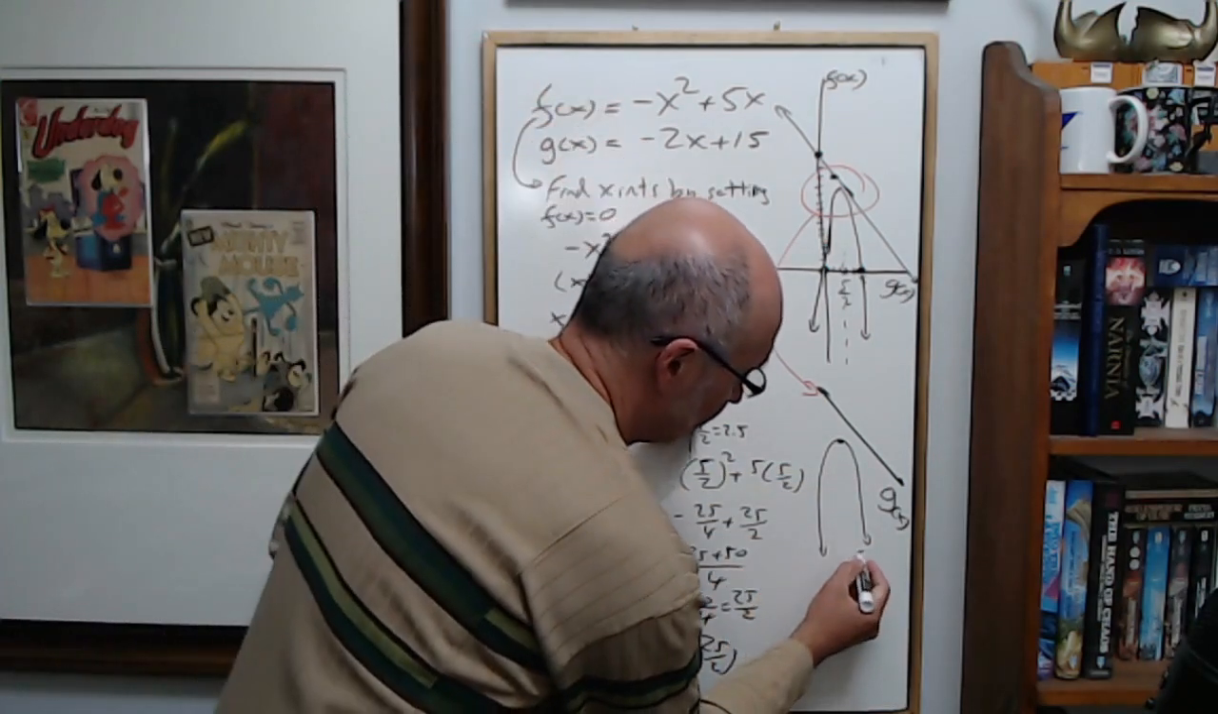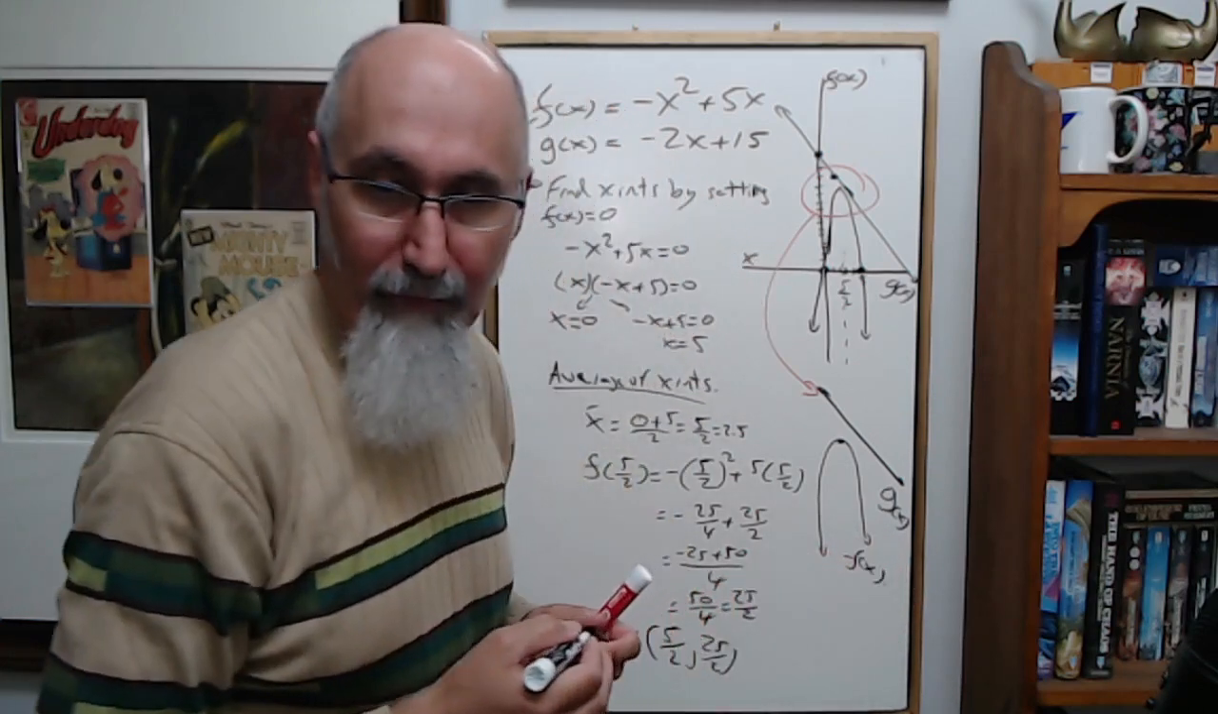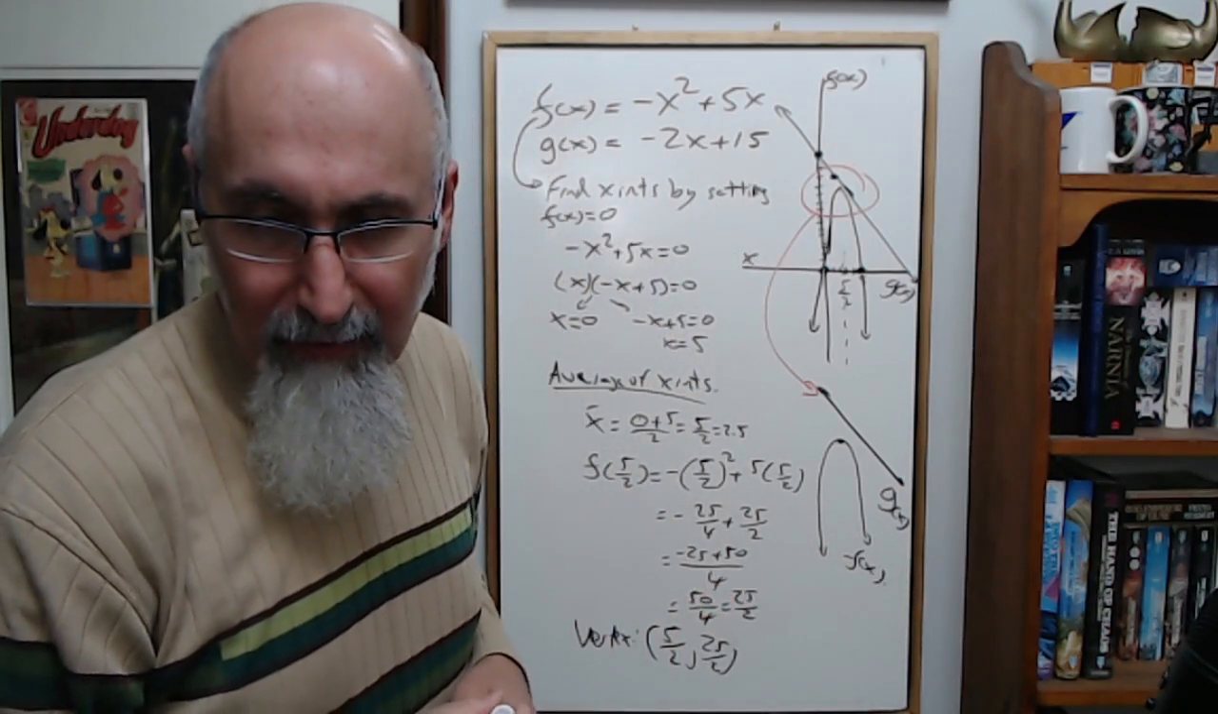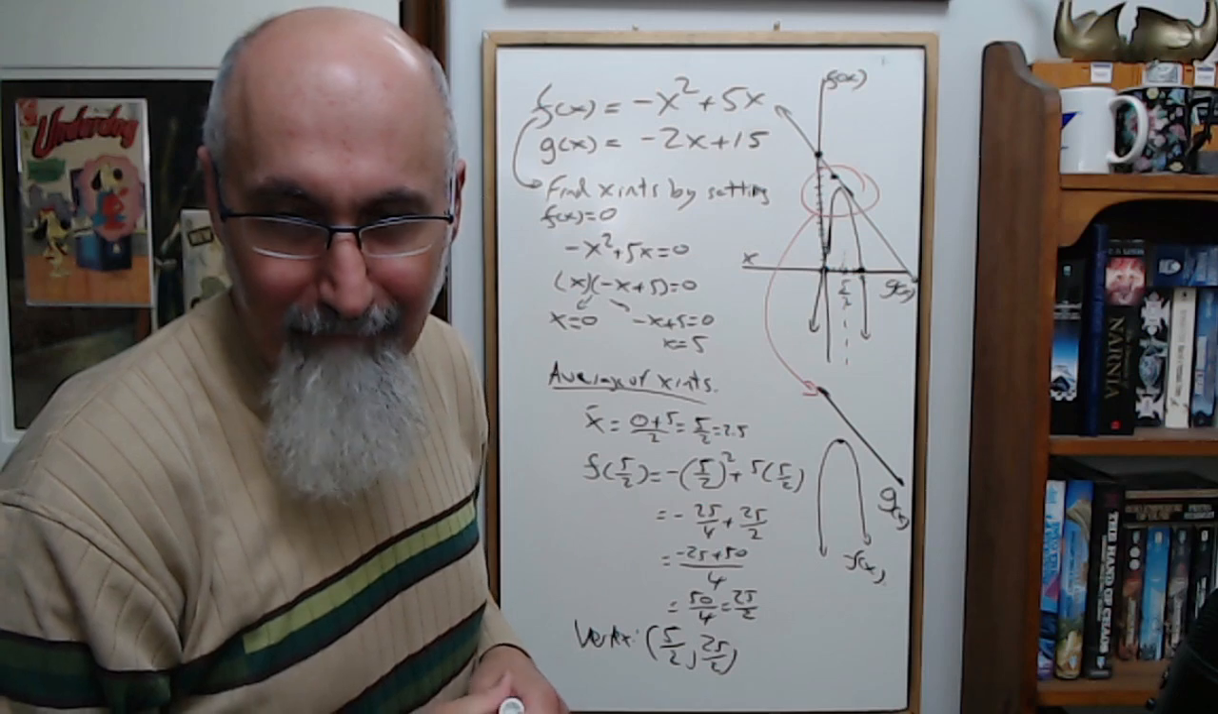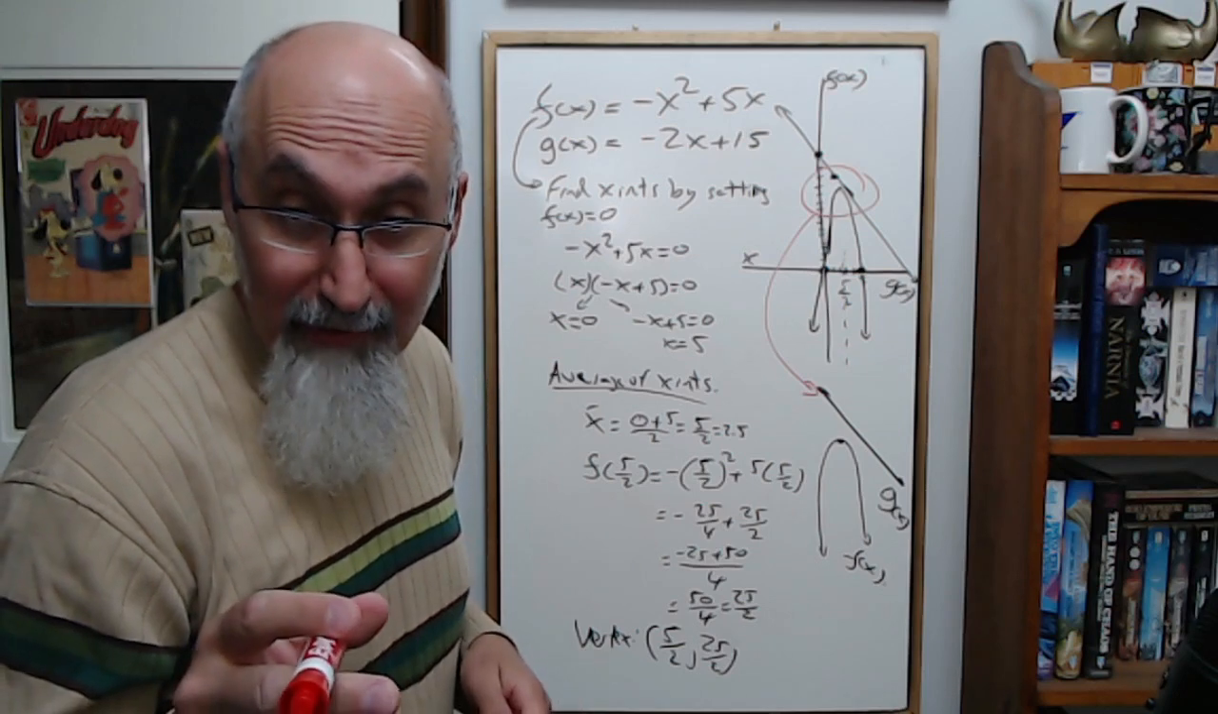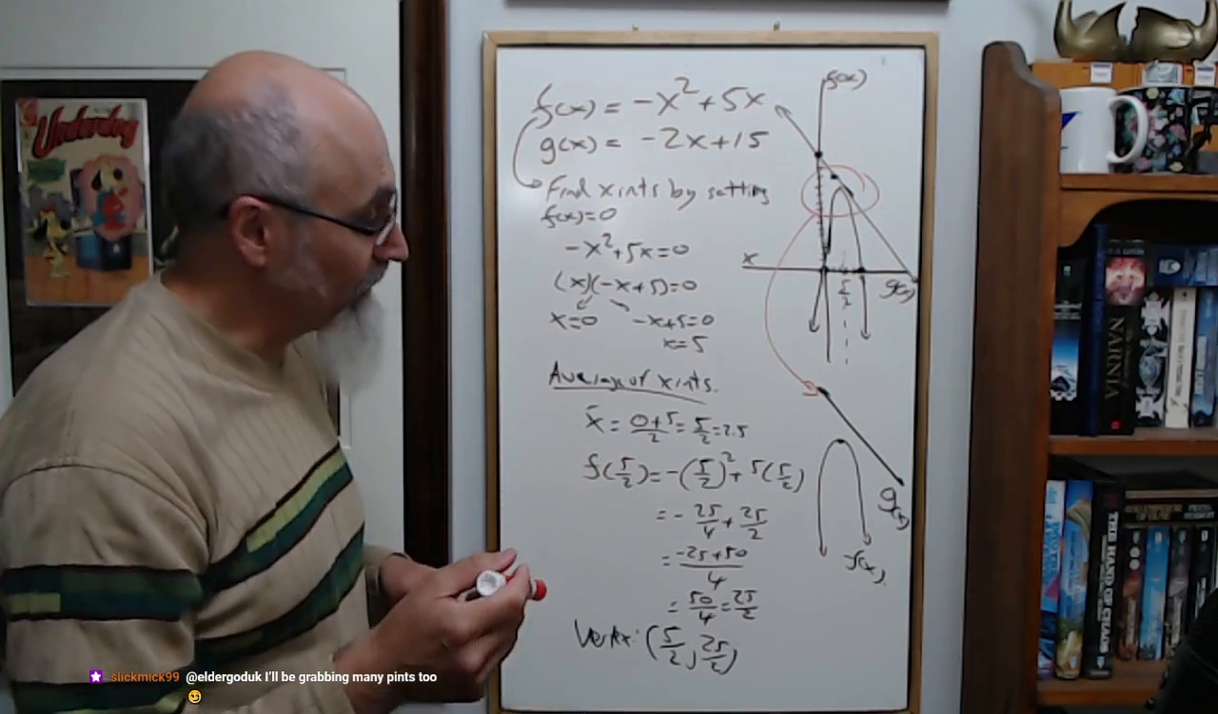And this parabola is f of x. Okay. I'm going to skip over Slick Mick, your comment there. Just continue on this. Okay.